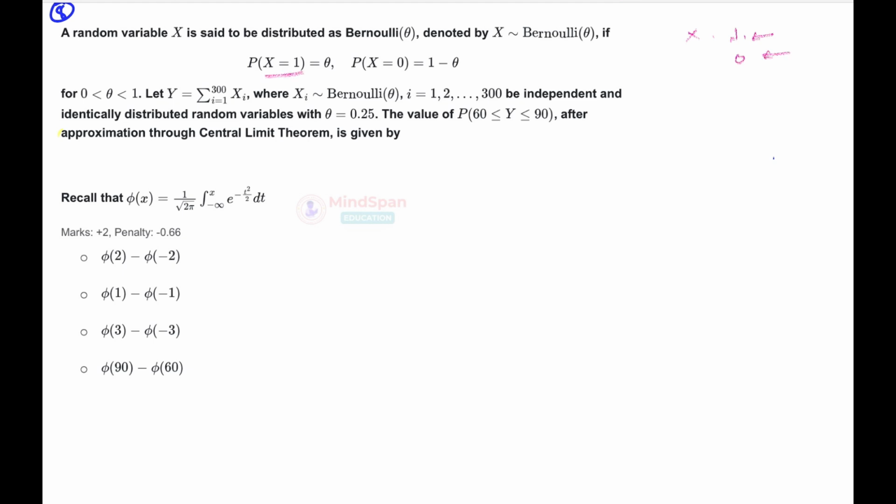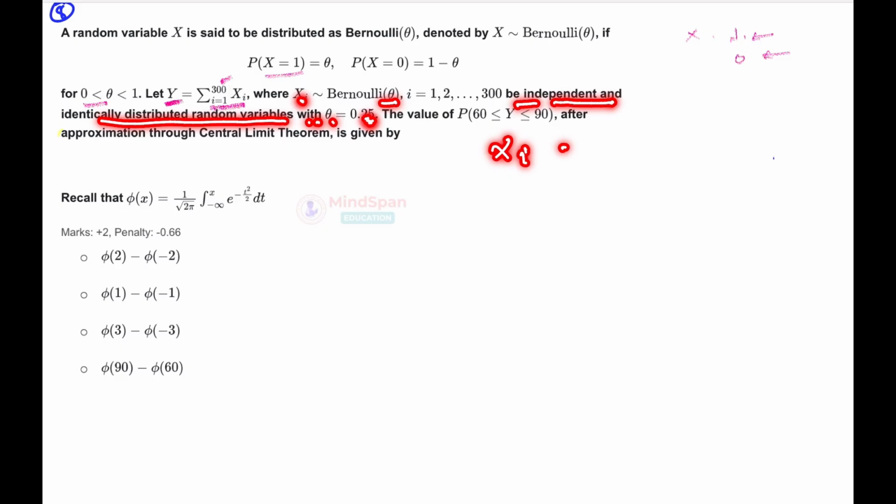Now we are given that y is equal to the sum of these Bernoulli random variables, and there are 300 such terms in the sum. So y is a random variable that is the sum of these Bernoulli random variables, and all these x1, x2, x3, all these xi's are Bernoulli random variables, and they are independent and identically distributed with theta equal to 0.25.